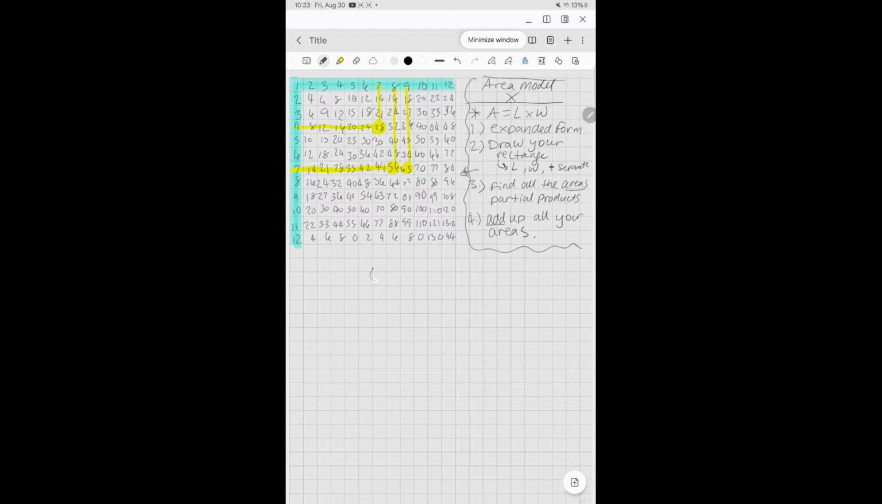Let's do 6,284 times 6. Well, it's that one. Break that number into, that's right, expanded form. So I know expand: 6,000 plus 200 plus 80 plus 4. The top is my length, the side is my width, area model, formula, A equals length times width.